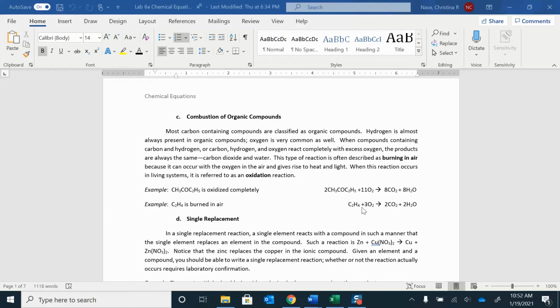So for the combustion reactions, they might just give you a hydrocarbon, carbon and hydrogen, or sometimes there's oxygen as well, and just say it burns in air, or it's completely oxidized. And those are like keywords to let you know that you have a combustion reaction happening.